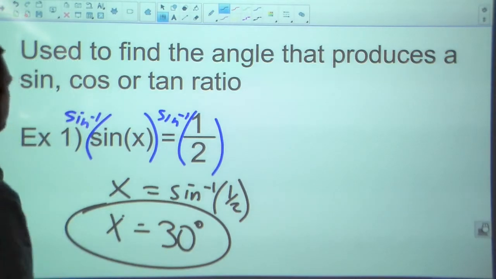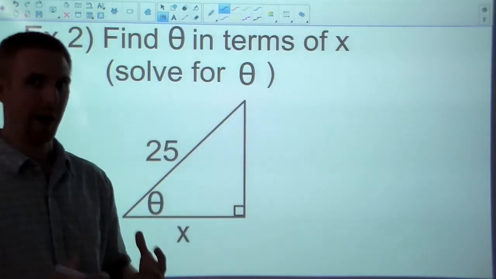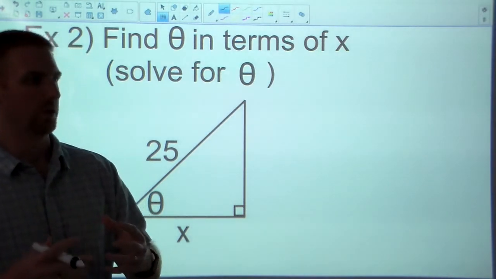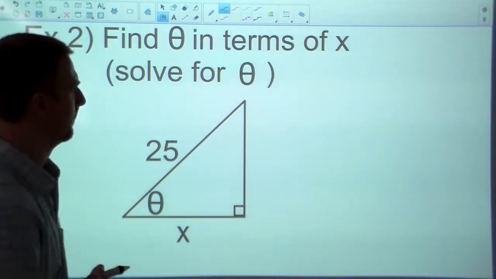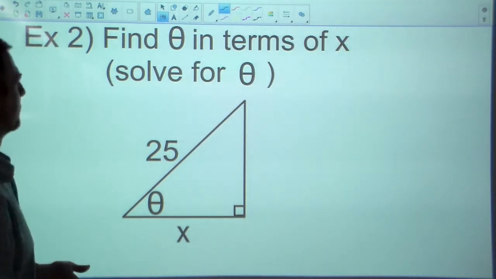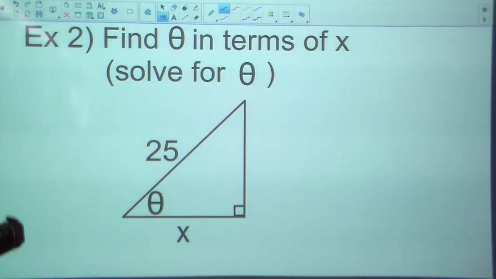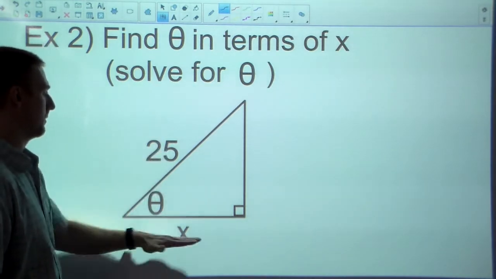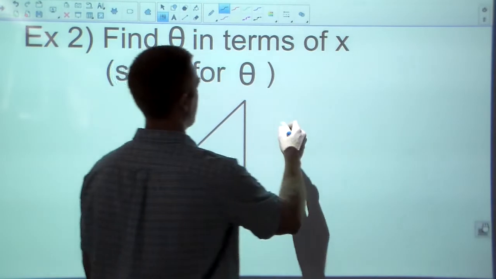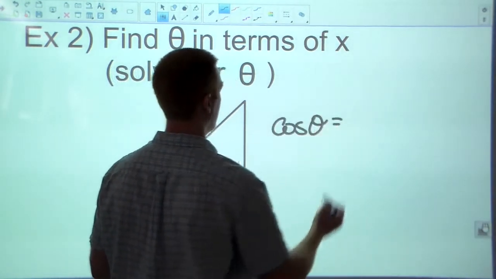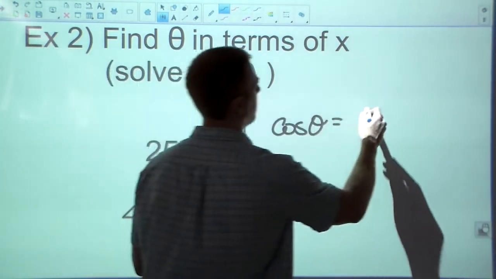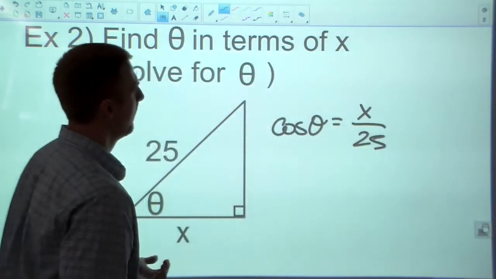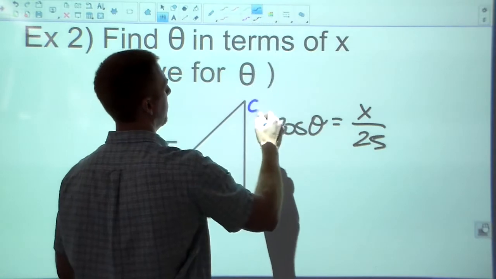X equals 30 degrees. And this one's going to be doing some algebra as well, but you're not going to get a concrete answer out this time. It's more of just kind of rewriting how this would lay out. So find theta in terms of x. In other words, solve for theta. Well, if theta is right here, and I've got a hypotenuse and an adjacent side, then cosine is what's going to make sense. So cosine of that angle is x/25. And if I go to solve this thing for theta, then I need to take an arc cosine, or inverse cosine.